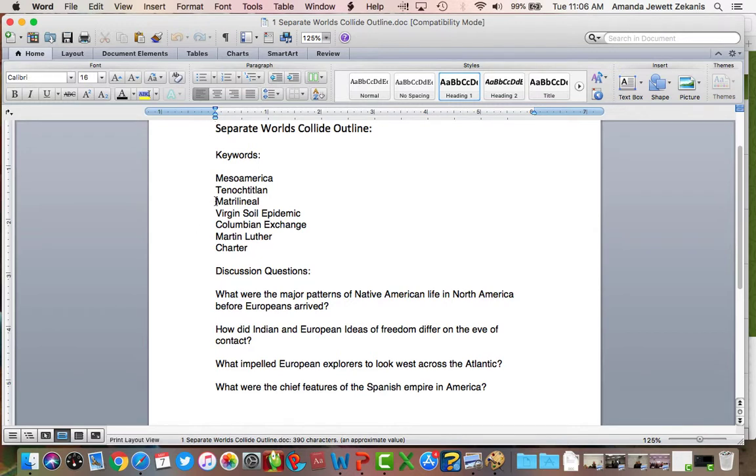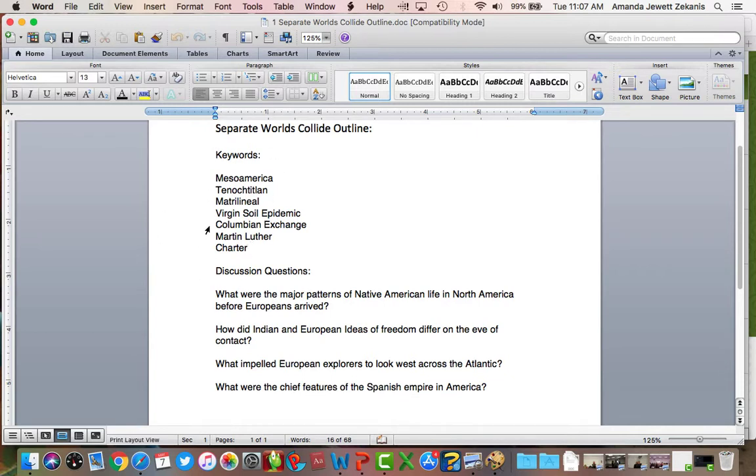Here, your lecture outlines all have keywords and discussion questions. You do not have to fill this out unless you want to. I provide this because everything on your exam comes from keywords. The best way to study for your exam, and this says it on your study guide, is to know the who, what, when, where, and so what of all the terms on the study guide. And all of the terms come from these keywords.